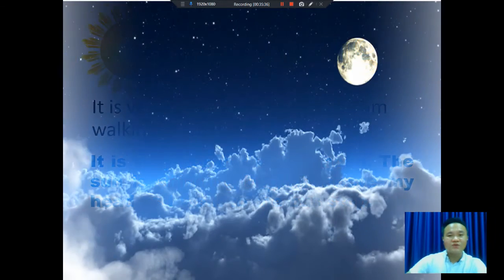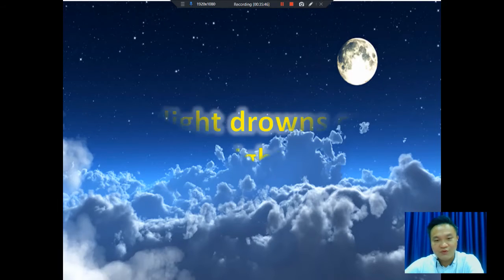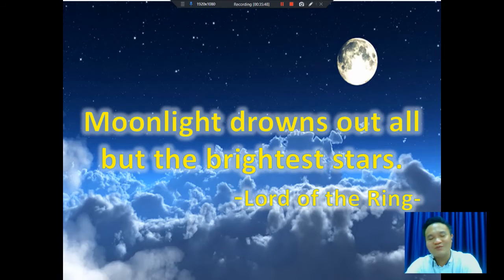So next one, let's look at the moon. Now you can see the moon in the night sky. I took this sentence from the book The Lord of the Rings. Again, The Lord of the Rings is one of my favorite books, and I felt this sentence is so beautiful. Moonlight drowns out all but the brightest star. So what does it mean here? It means that in the night sky, only the moon shines brightly.